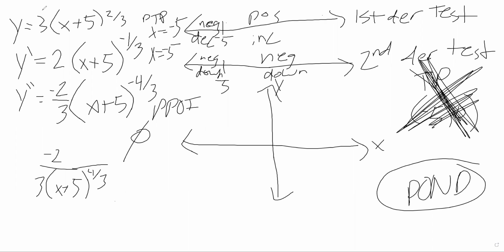So we can go right to graphing this. We know that there's a pond at 5, 0, right? 5, 0 is our pond. Just let me look at something real quick. 5, 0 is our pond. We see that, just one second.